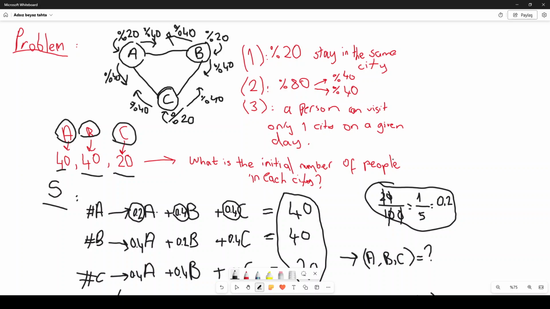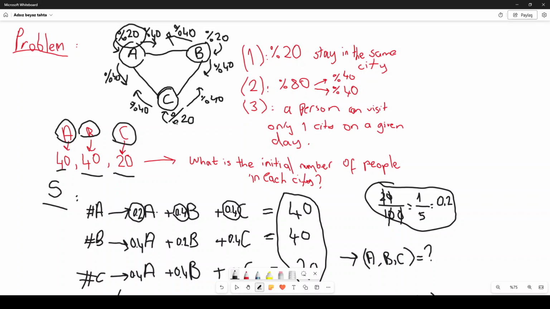Now, this is the situation and these are the rules, and I can also show you the problem in a network-like diagram. If I am in city A, 20% of people at that moment, we don't know what the number of people is at that moment on the given day, but what we know is the rate of change. We know the rate of change of people, not the exact number. So 20% stays in A, whereas 40% goes to B and 40% goes to C. And the same thing is valid for other cities.